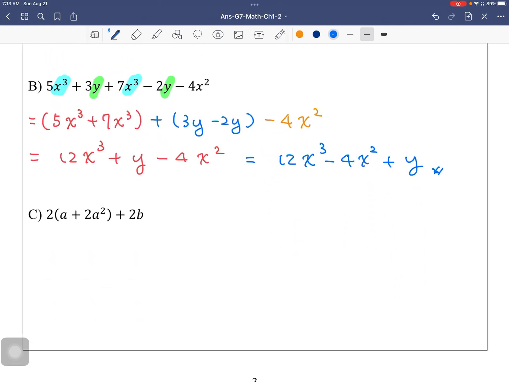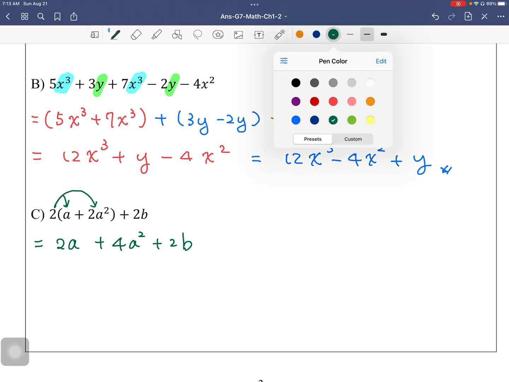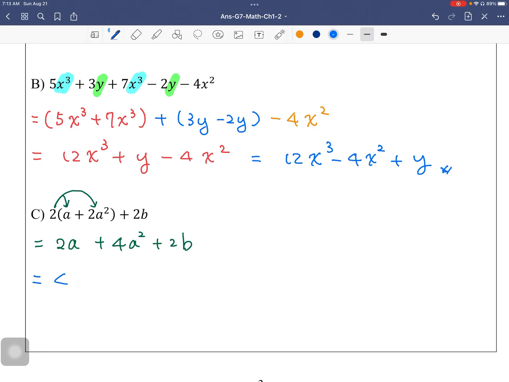For this one, I will use the distributive property first: 2 times a plus 2 times 2a squared. So this equals 2a plus 2 times 2 is 4, 4a squared, plus 2b. So there are no like terms, but I want to go from the highest power. When we write algebraic expressions, we go with the variable that has the most terms, and then order by power. So 4a squared plus 2a plus 2b.